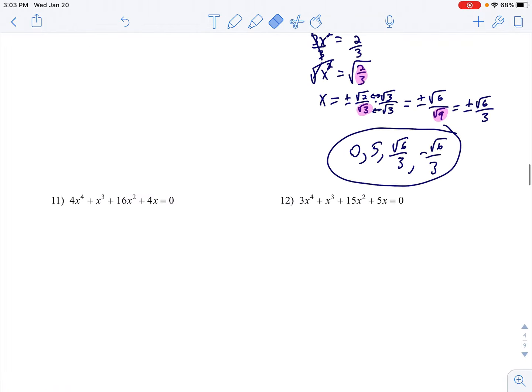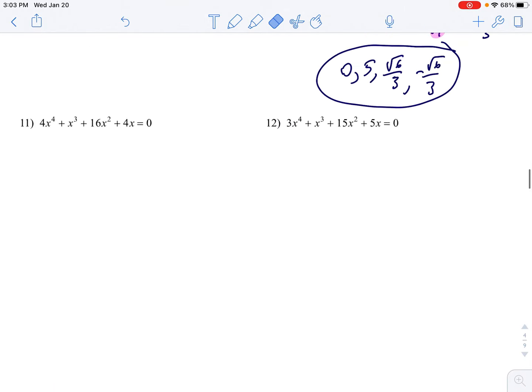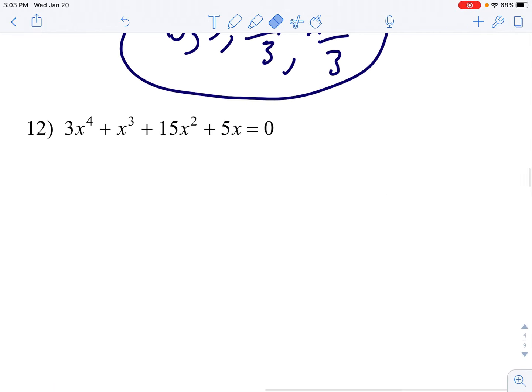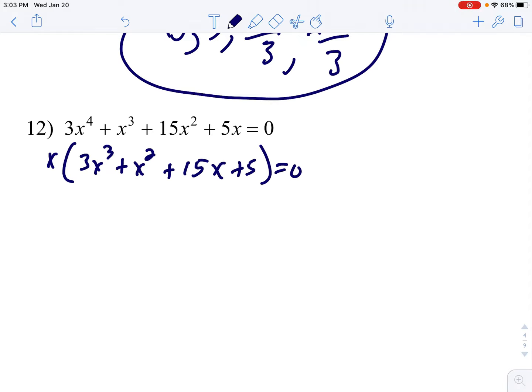All right, where are we? Two more and we're done. Number 12. Again, you've got to factor out that x: 3x to the third plus x squared plus 15x plus 5.